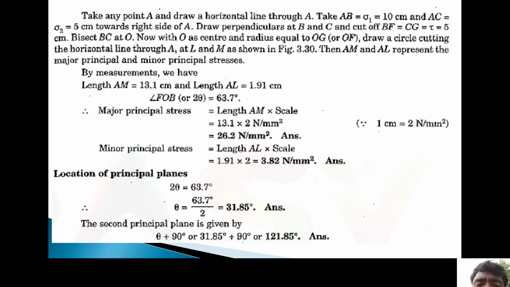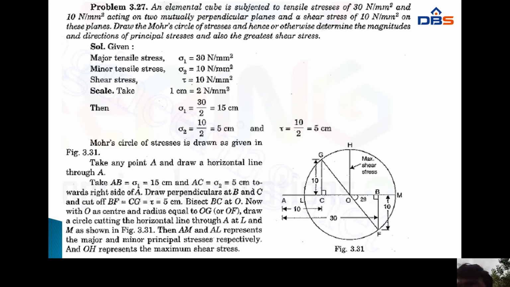Location of principal planes: 2θ = 63.7 degrees. Theta = 31.85. The second principal plane is given by theta plus 90, or 31.85 plus 90 = 121. Next, this is another problem. Any problem you can solve by using the Mohr's circle method. First of all, draw the Mohr's circle. Next, you can calculate the major principal stresses and minor principal stresses.